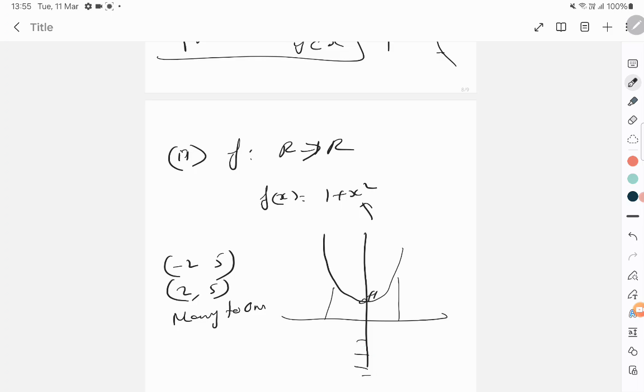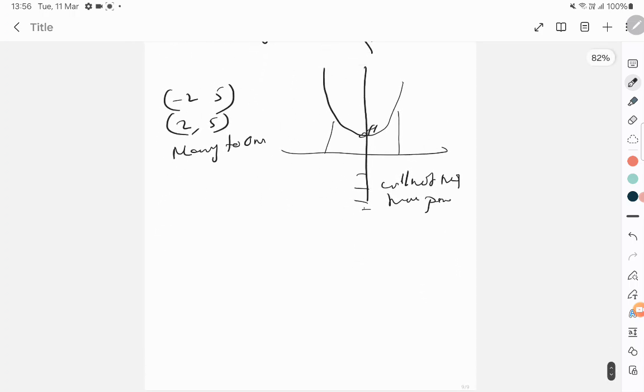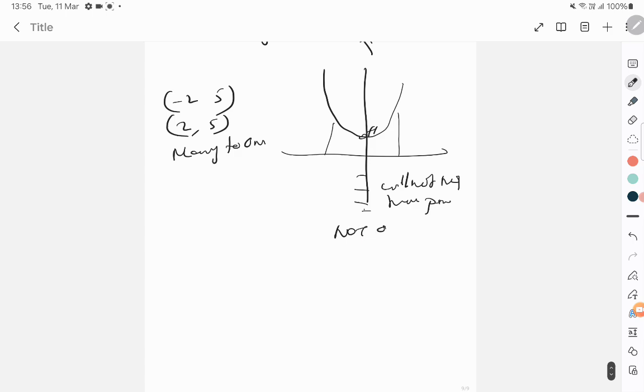Now all the negative elements, the real numbers on the y-axis, will not have a pre-image. You have to write all negative elements, and therefore it is not onto. Okay, these 7 sums that I have taught you last class, I hope you are all very clear with it.